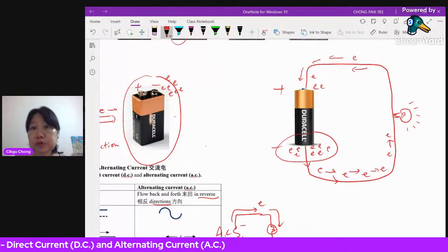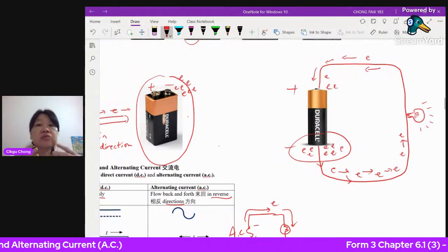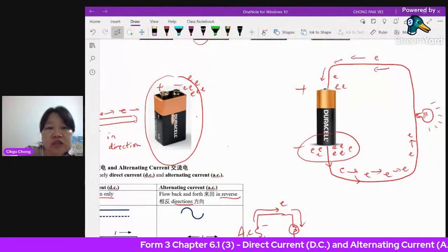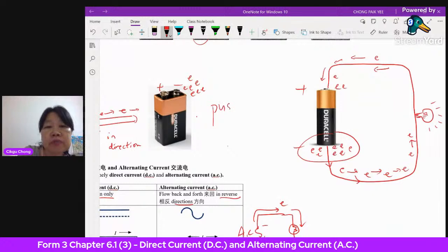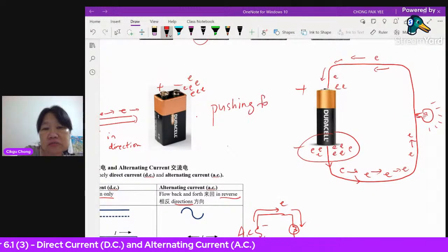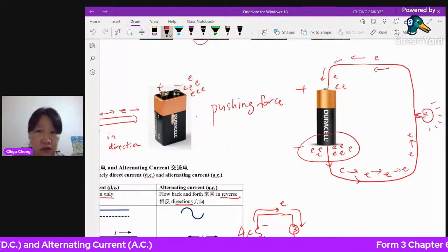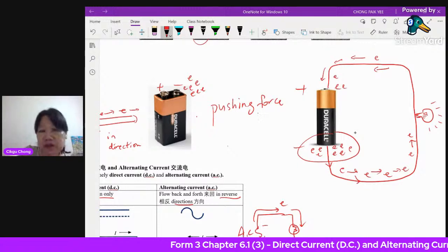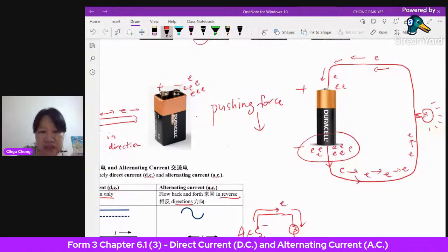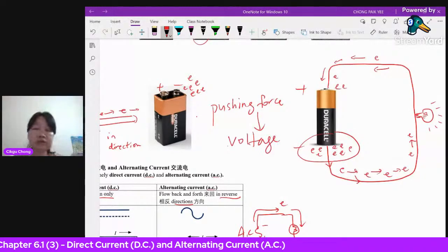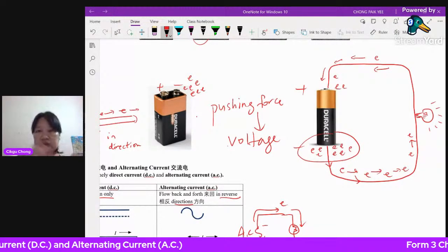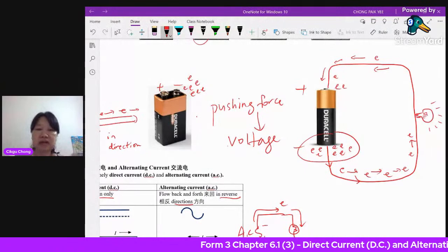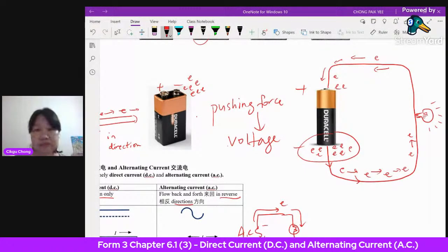Therefore, you need something to push it, and that something is what gives the energy. This is contained in the dry cell or the battery. So we say the battery gives you the pushing force to push the electrons along. Push the electrons along, and you get current. Now this pushing force is what we know as voltage. You've seen all these words in Form 2: current, voltage and also resistance. Voltage is the pushing force provided by a source of energy, in this case the battery, to push electrons.